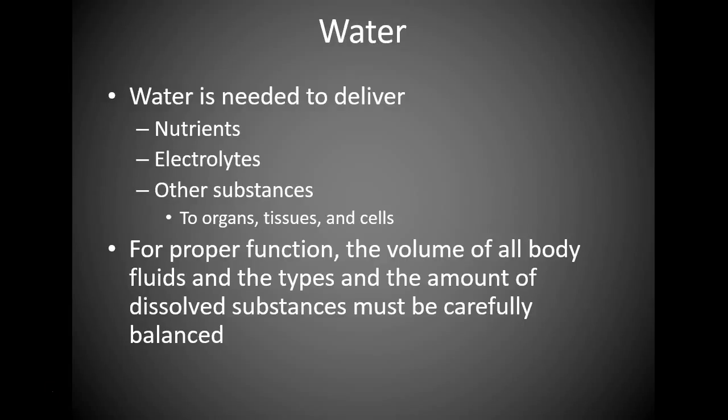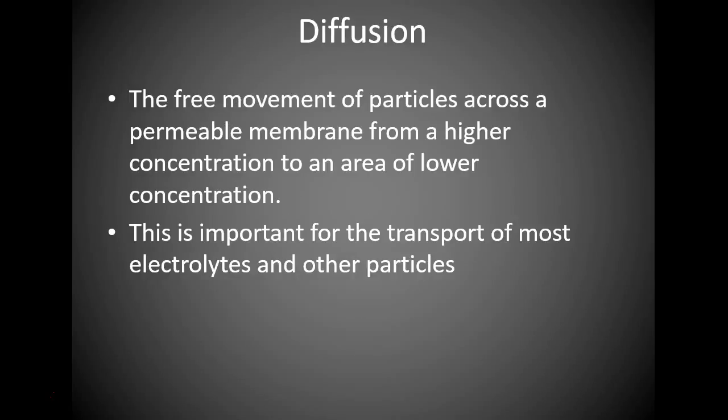With water, water is needed to deliver nutrients, electrolytes, and other substances to every part of your body. This could be organs, tissues, and cells. For the proper function, the volume of all bodily fluids and the types and the amount of dissolved substances must be carefully balanced. Again, homeostasis. With diffusion, it's the free movement of particles across a permeable membrane from an area of higher concentration to an area of lower concentration. This is important for the transport of most electrolytes and other particles.